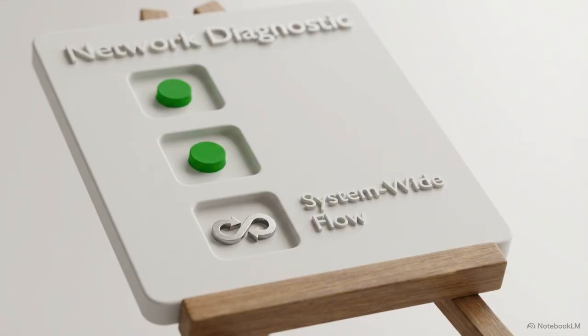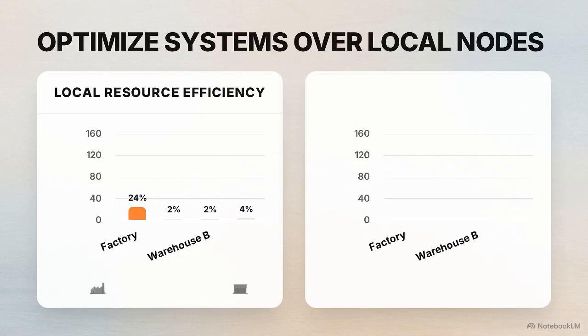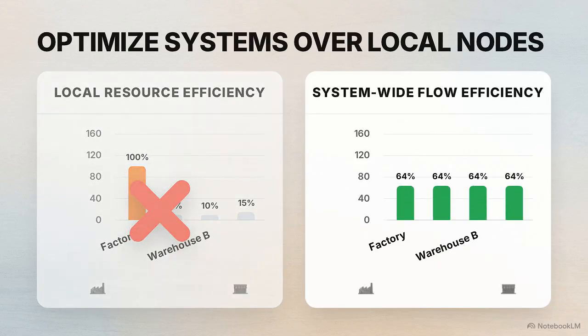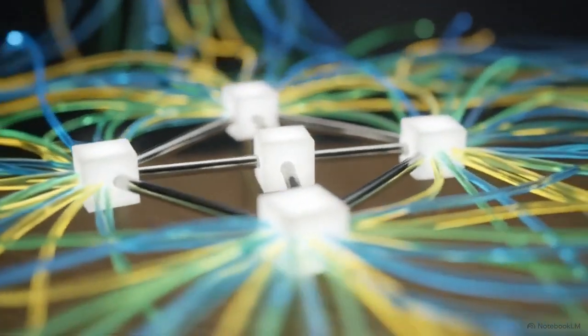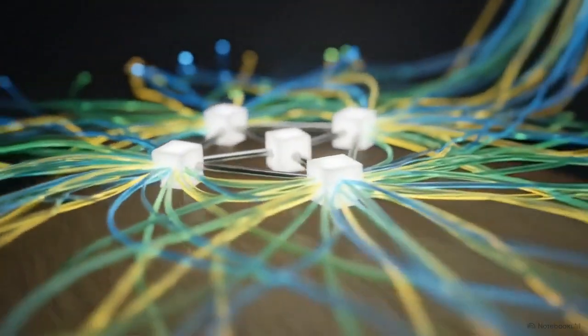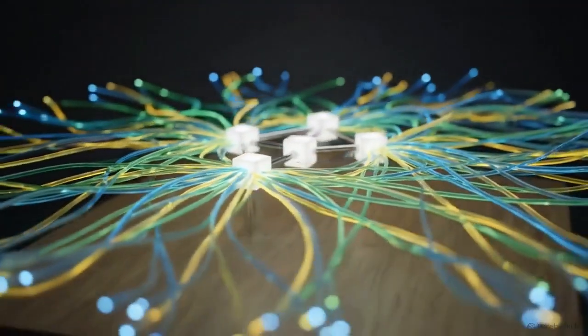The third question, are we optimizing local efficiency or end-to-end performance? Pursuing local resource efficiency is an operational trap. The true objective must always be system-wide flow efficiency. True supply chain mastery requires seeing and managing the entire interconnected web, rejecting the illusion of the linear chain.